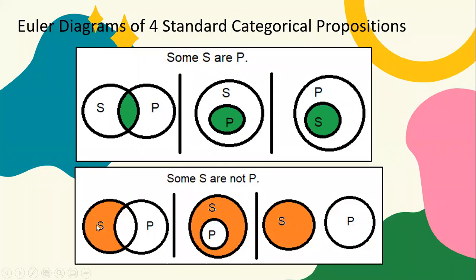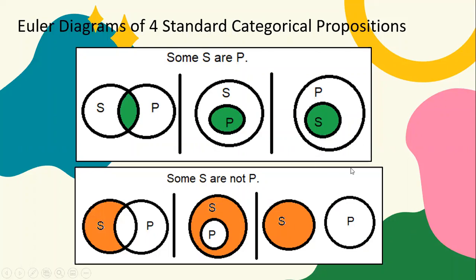Yan, kabaliktaran naman. Parang ito ay dun sa set operations natin ay yung may kudlit sa taas. Tama ba? Yan. So yan po yung different ways by which we can show the particular negative of the categorical propositions. Okay. So bakit natin to gagamitin?